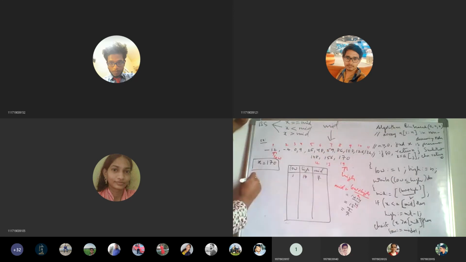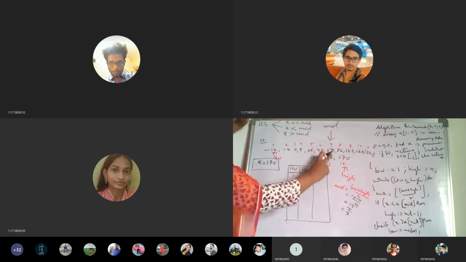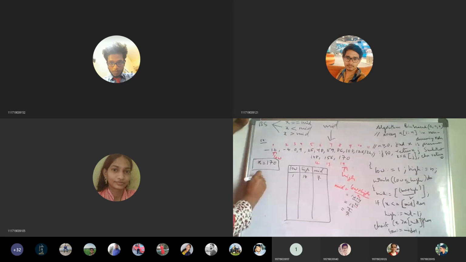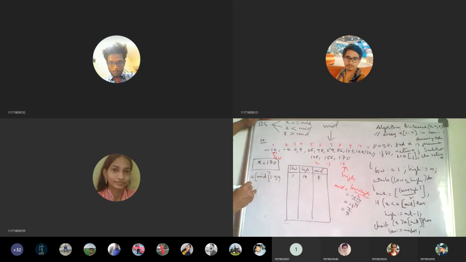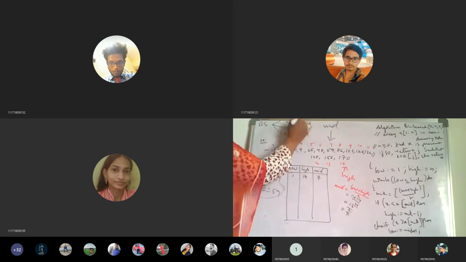Now compare. What is A of mid here? A of mid is equal to 59. And what is our x here? 170. Is 170 equal to 59? This is the first step. Whatever value you are going to find, you check it against A of mid, the mid value.